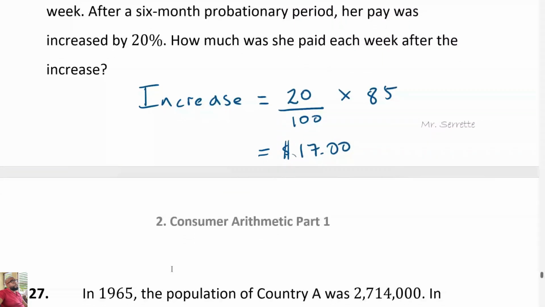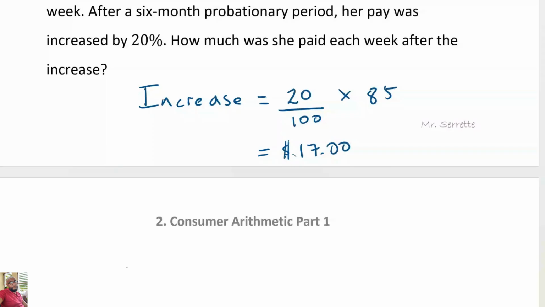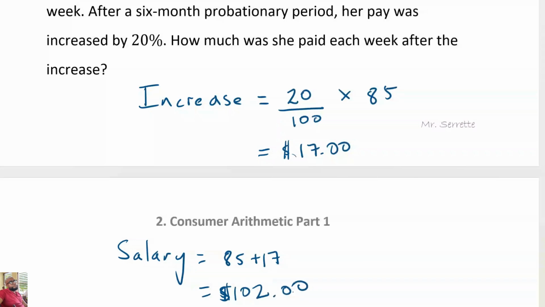So we now need to find what the salary would be. So what I need to do now, if I had a calculator, salary: 85 plus 17, because it went up. How much do I get in there? 85 plus 17 is how much? 5 and 7 would give me 12, 8 and 1, 102. This will be the salary after increase.